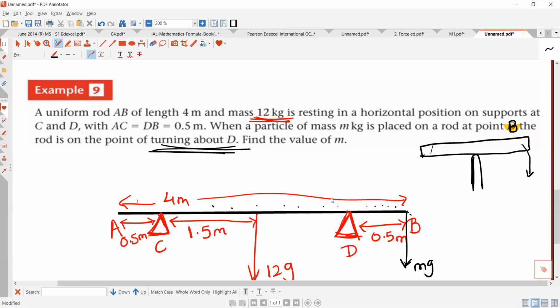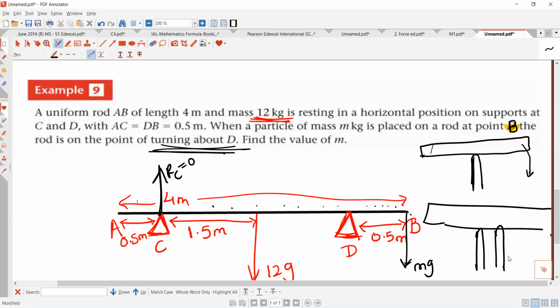Remember, if they say it is at the point of turning at D, the reaction at C is going to be 0. Why? Let me show you that. So let's say I have two fingers over here, finger 1, finger 2, and this is the ruler. Let's say I apply a high force, so it is at the point of tilting at 1. If it tilts this way, what will the reaction force be here? Is there going to be any contact over here? No. So the reaction force at finger 2 is going to be 0.